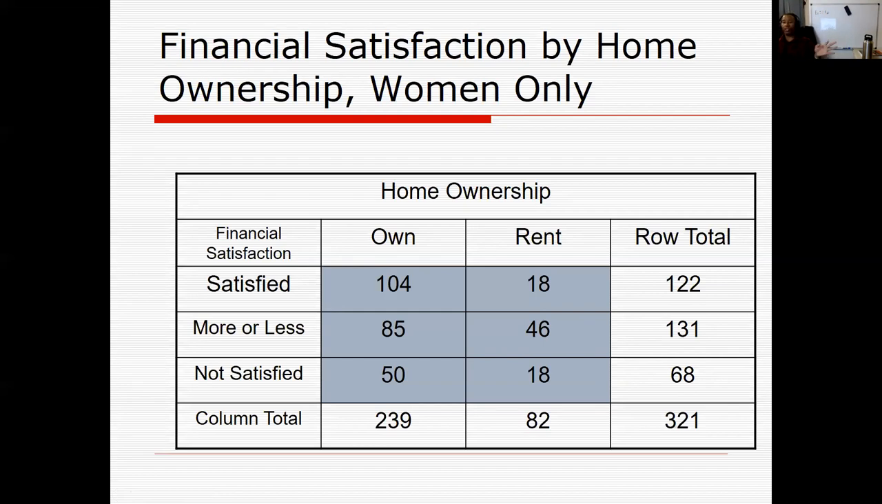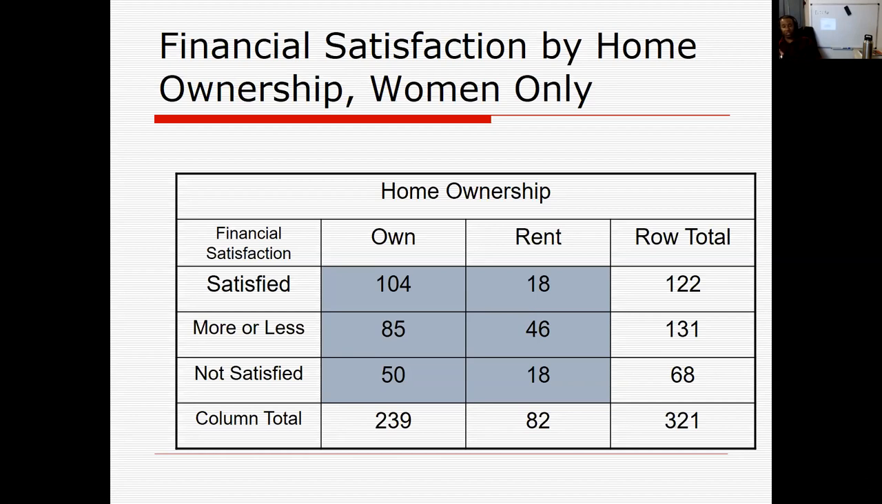All right, so we know home ownership is the independent variable. So the own and rent, we're just going to ignore that, okay? Because we're going to ignore the independent variable. So we're just looking at financial satisfaction, satisfied, more or less, not satisfied, and we're looking at the row totals. I want to find the modal category. The modal category is just the category that occurs most often, the most frequent, the biggest number. So when you're looking at the row total, what's the biggest number there? 131.